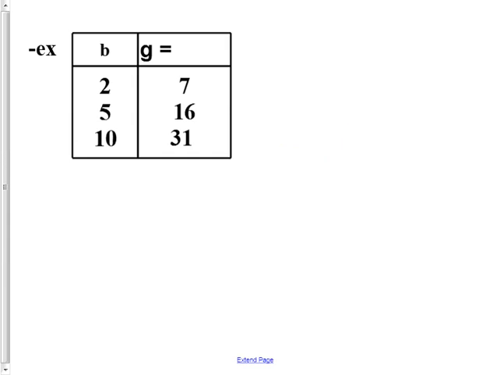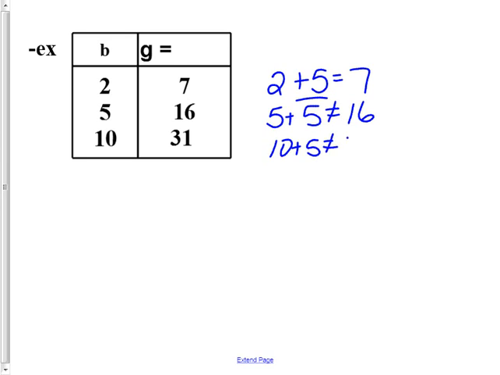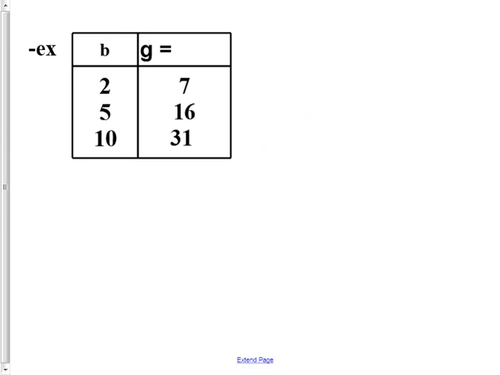Let's take a look at another one. So we look at this one, and we see that our G values are bigger than their B values. So that tells us there's probably multiplication and/or addition in this one. Now, looking at this one, we might look for addition first and say, okay, we know that 2 plus 5 equals 7. So could this be that G equals B plus 5? But when we look at our others, 5 plus 5 doesn't equal 16, and 10 plus 5 doesn't equal 31. So that's not it.